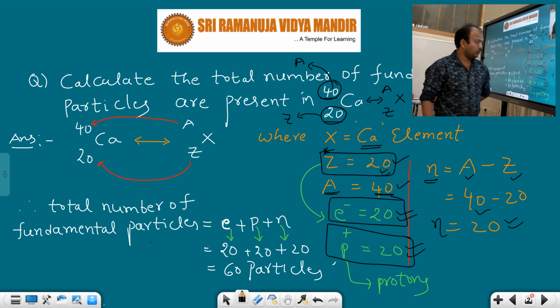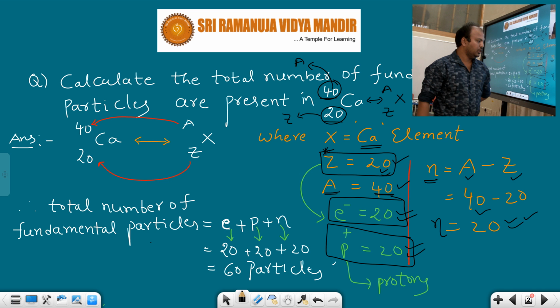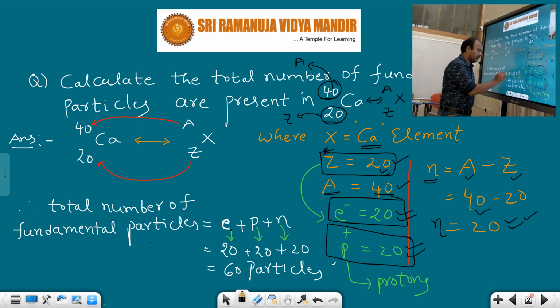Now we know the electron number is 20, the proton number is 20, and the neutron number is also 20. So the total number of fundamental particles is E plus P plus N. Total electrons 20, total protons 20, total neutrons 20. How many particles are present in calcium 40, 20? It has 60 particles.